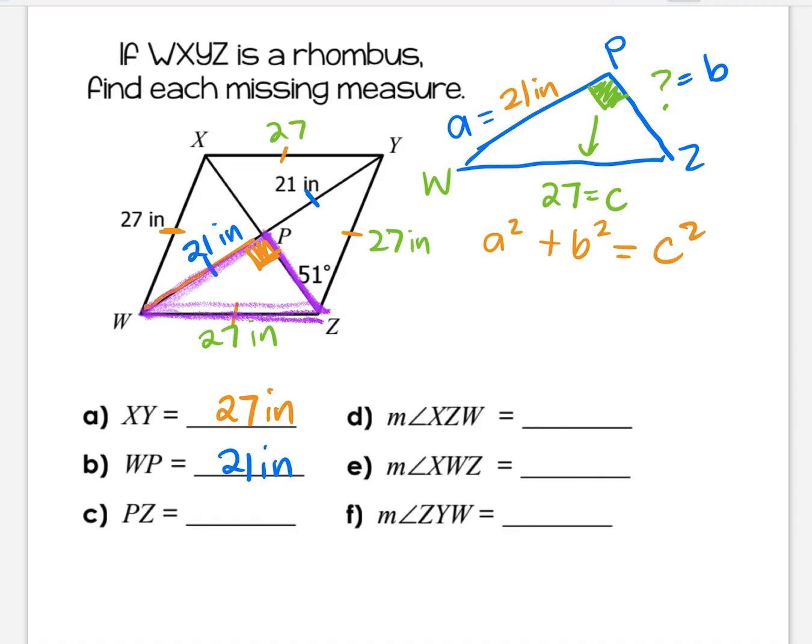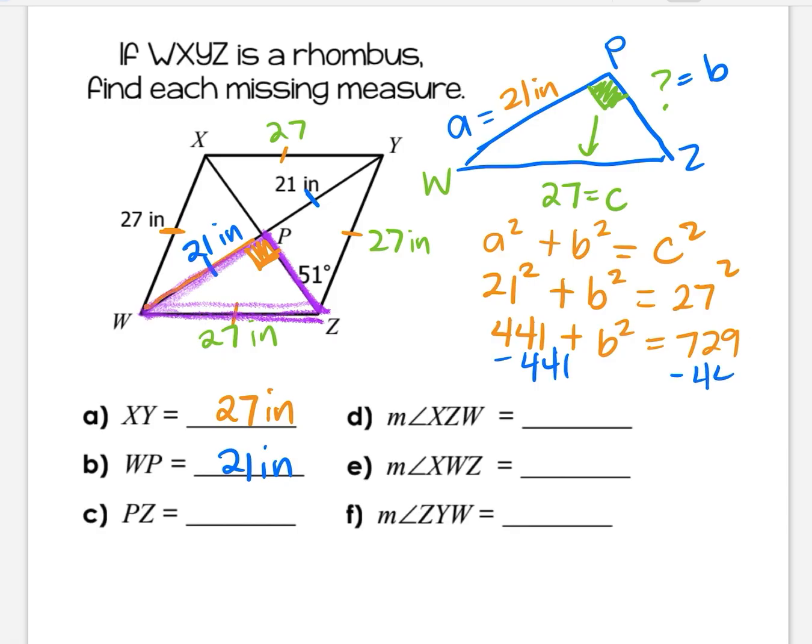So my A is 21, B is unknown, C is 27. Squaring 21, that would be 441, plus the unknown, which is B squared. 27 squared is 729. Isolating B, I need to subtract 441 on both sides. So this will leave me with B squared equals 288.